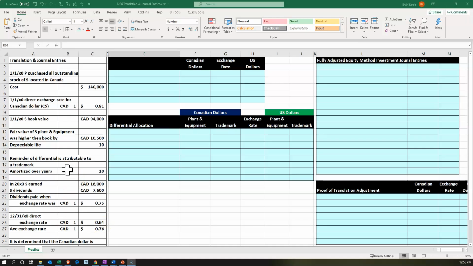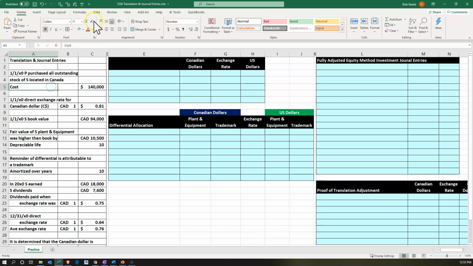Here we are in Excel. We have our information on the left-hand side. We're going to put that into our worksheets on the blue area in the right-hand side. So let's take a look at our data. On 11X0, P, which is going to be the parent company, purchased all outstanding stock of S, which is going to be the subsidiary located in Canada.